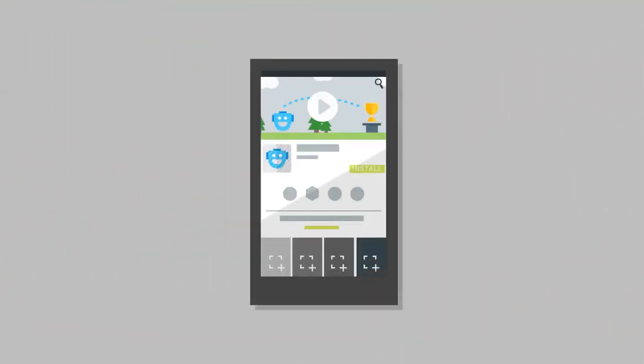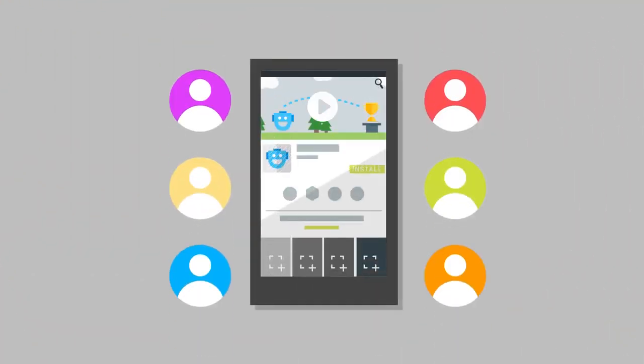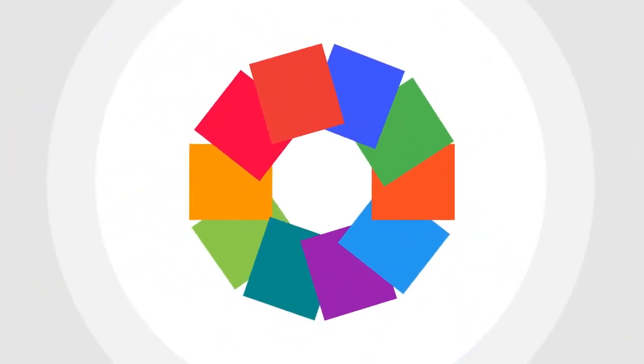Once you've built a quality app and published it on Google Play, you've got to start letting people know about it. Users have lots of apps to choose from, so you need to work to make yours stand out. Here are 10 tips you should follow to get more users to install your app.